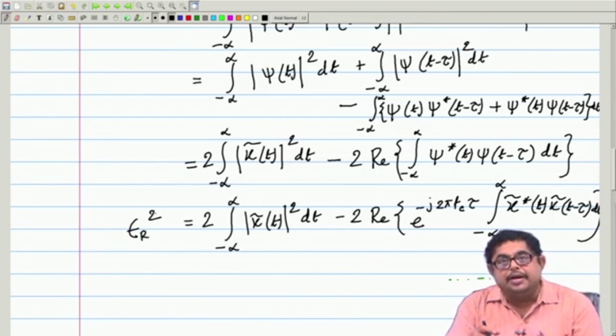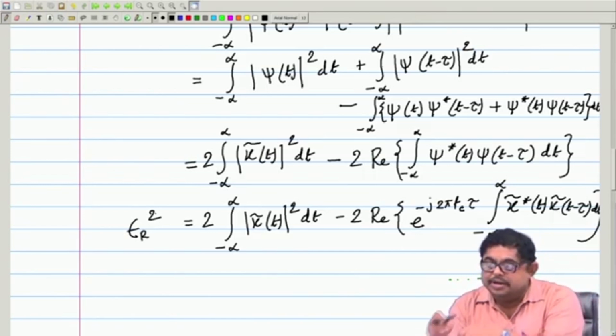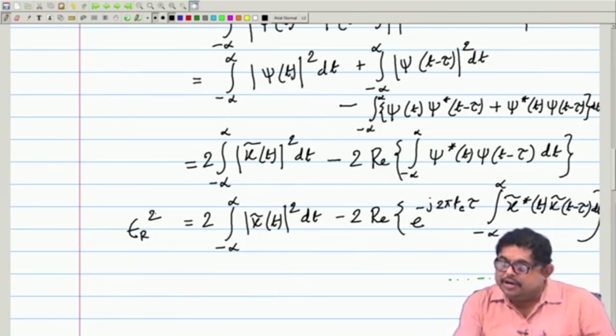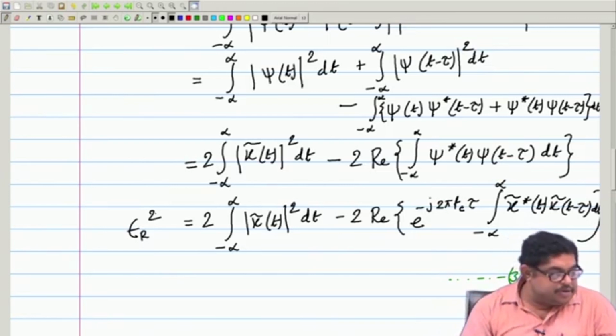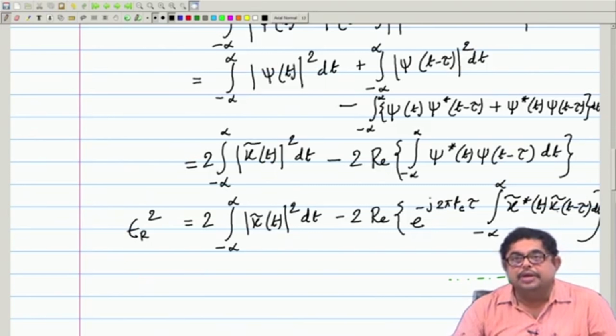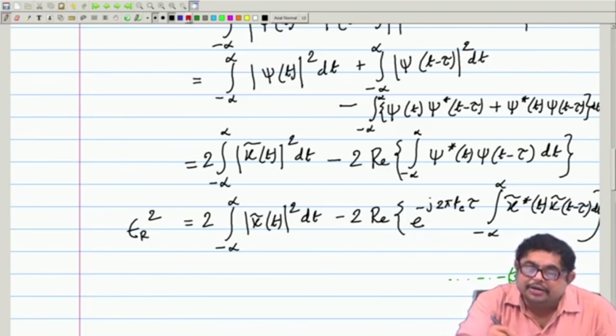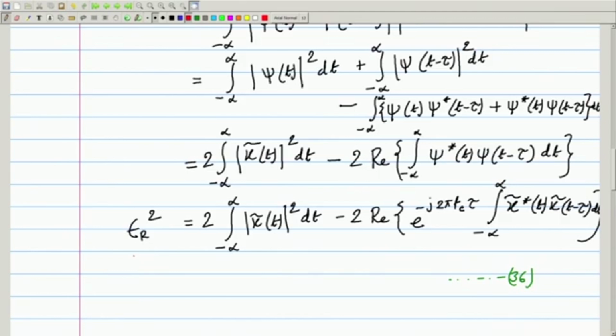So, this squared error will be minimum when this integral part, this second term in the RHS, is maximum. Also, that needs to be positive. So, I can say that this is minimum when this is maximum and positive. So, this is the requirement.